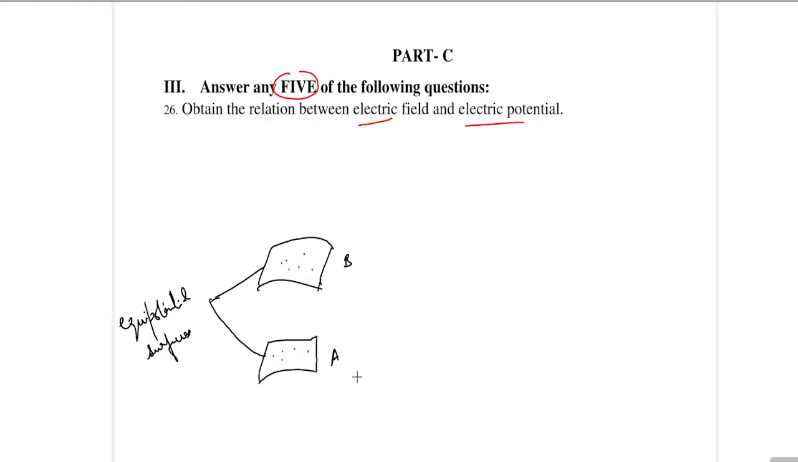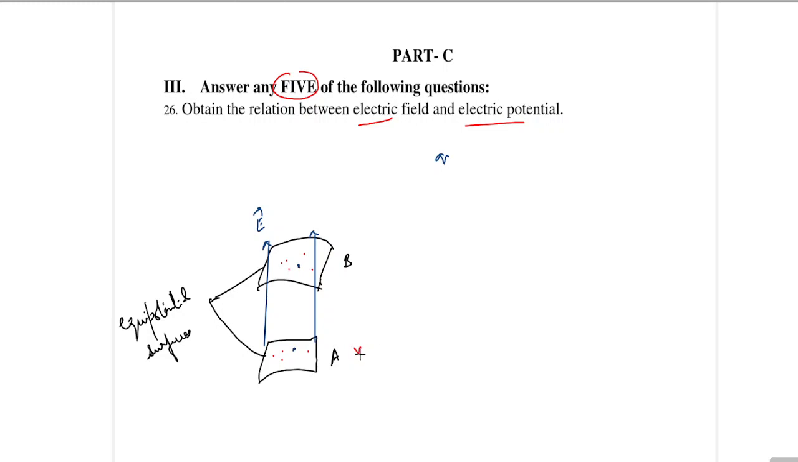So let the potential on surface A be some V. Suppose we assume there is an electric field present. Electric field is always normal to an equipotential surface, so the electric field will go out normally from the surface. Let us take any one field and call the electric field E. Let us take some point on this surface and some point on this surface. Let us move a charge Q.